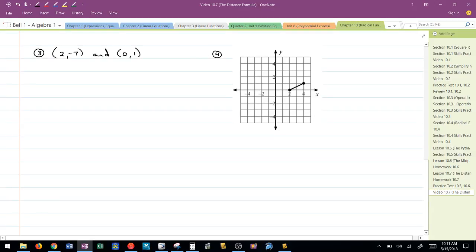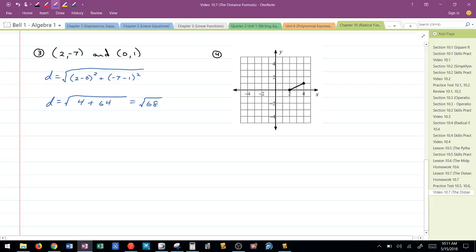For a third example here, again, we're still using the distance formula, so distance is equal to the square root of 2 minus 0 squared plus negative 7 minus 1 squared, which will give me a distance of 4 plus negative 7 minus 1 is negative 8 squared, that would be 64. That's the square root of 68.